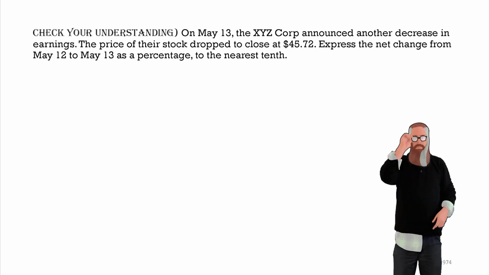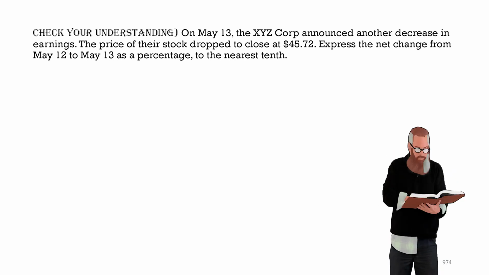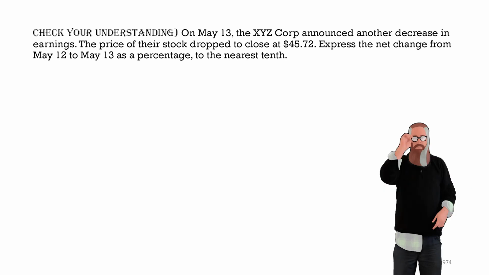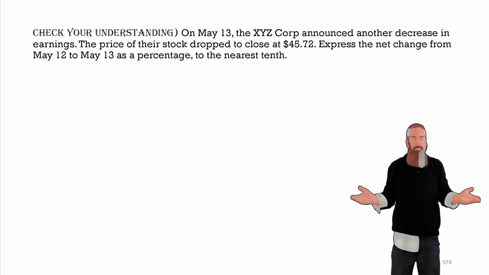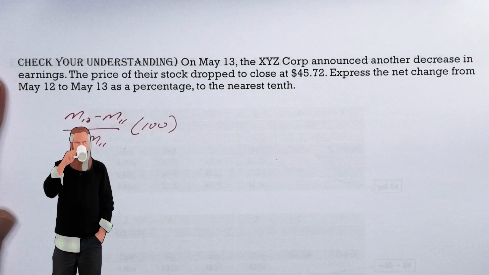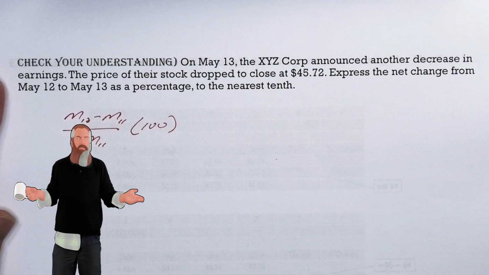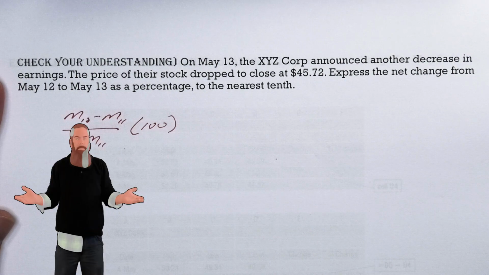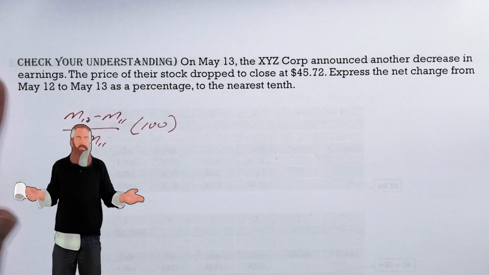Let's check our understanding on that by looking at May 13th. The XYZ Corp announced another decrease in earnings. The price of their stock dropped to close at $45.72. Express the net change from May 12th to May 13th as a percent to the nearest tenth. We're going to be looking at the May 13th minus the May 12th divided by May 12th, all times 100. Yes, I wrote 12s and 11s and simply made a mistake and I'm moving forward.